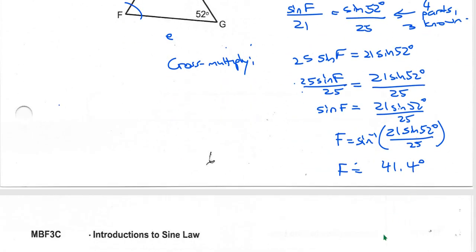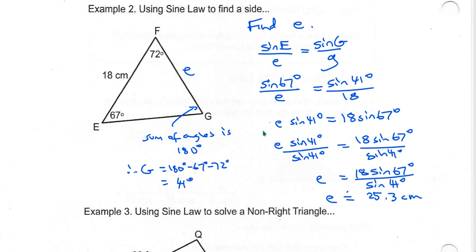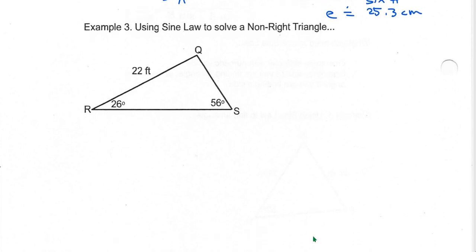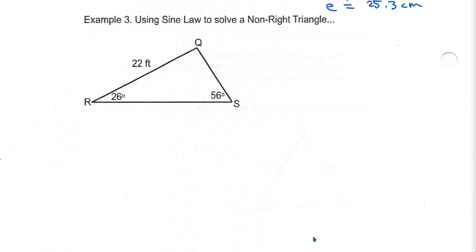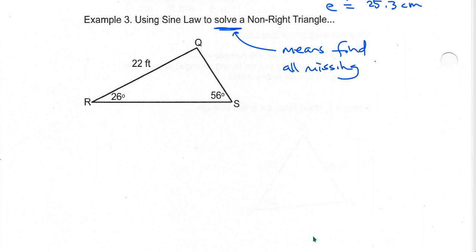So notice previous question, my answer was finding a missing angle. So my answer was in degrees. This one is finding a missing side. It's little e. So my answer is in centimeters. And finally, this question here says use the sine law to solve a non-right angle triangle. The word solve means find all missing sides and angles.